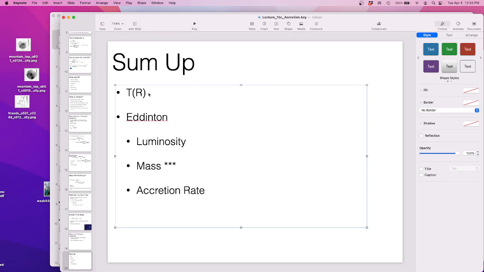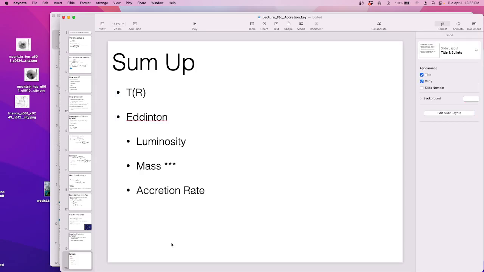It is kind of ugly, but it's just a little bit of calculus and then some physics. So get your head around this T of R. It goes like radius to the 1/4. And then Eddington, the luminosity, the mass, and the accretion rate, all super important quantities. Okay, any other questions on that?